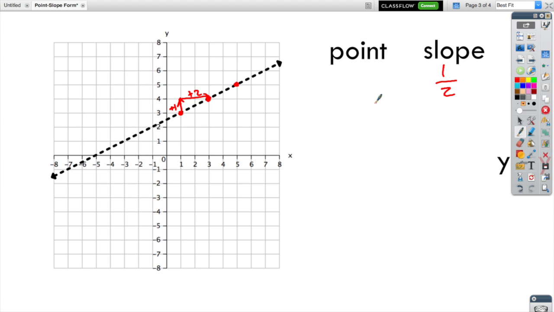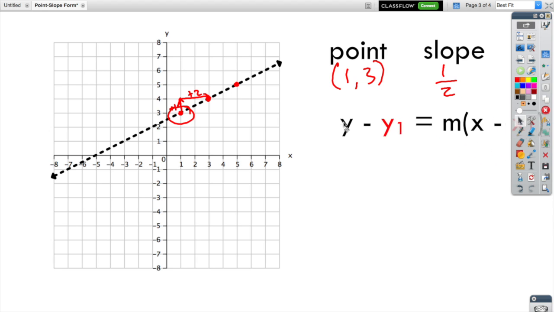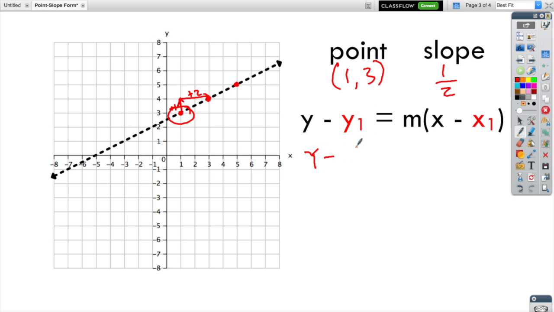Now, just like in the last example, you can pick any point you want. So it doesn't matter if I pick this one or this one or this one, as long as you pick a point that's on the line. I'm going to go with this one, 1, 3. Okay, so we pull out point-slope form, and we just plug our information into the relevant spots. Y minus, in this case 3, the y-coordinate, equals the slope, which is 1/2, times parentheses x minus the x-coordinate, which is 1.